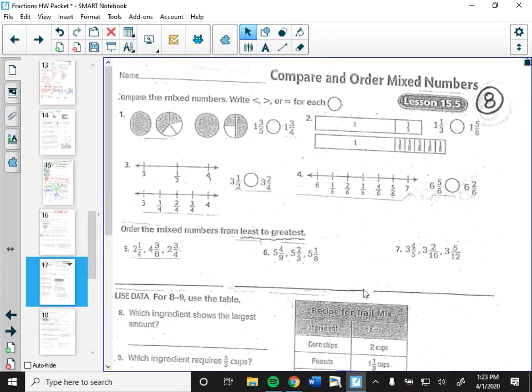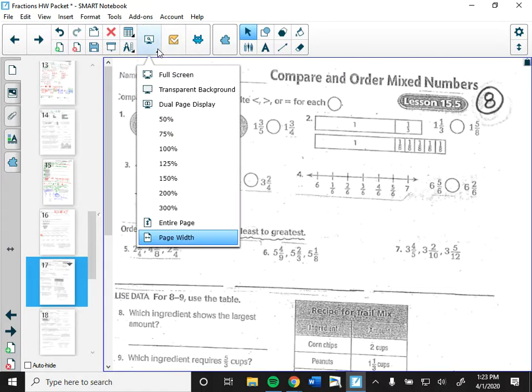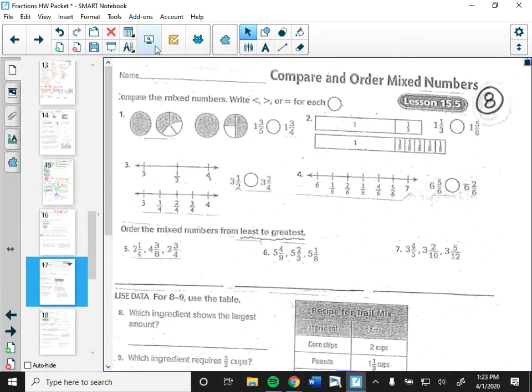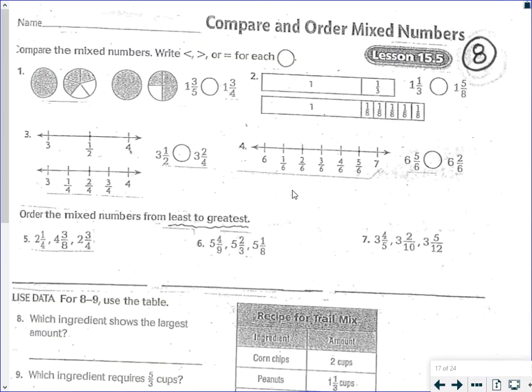So we're going right to our assignment today. We have a pretty good idea of how to compare fractions already, right? We use the butterfly method. So we're going to compare mixed numbers today. We're going to use less than, greater than, or equal to for each of these, 1 through 4. So let's start with number 1 here.